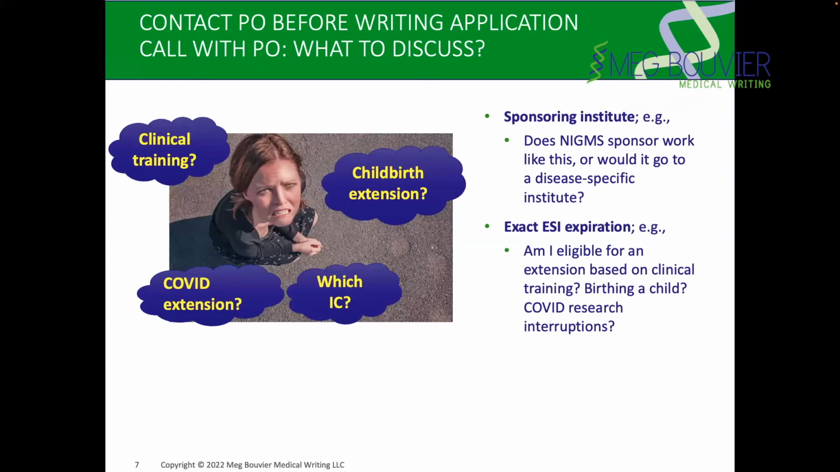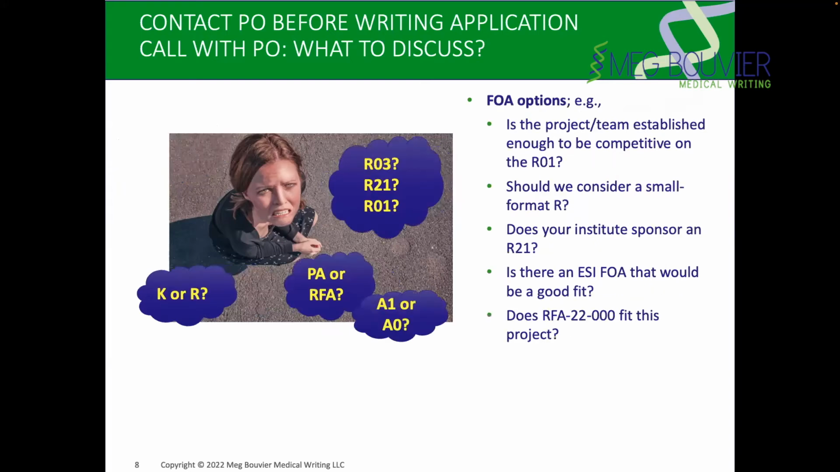When you're applying for those extensions, I recommend that people do it about a year before their ESI status expires. It takes a lot of months to get the extension approved, and NIH wants you to apply for it before your ESI status expires. So if your ESI status expired last month and you suspect you have an extension, that's going to be an uphill battle to get approved.